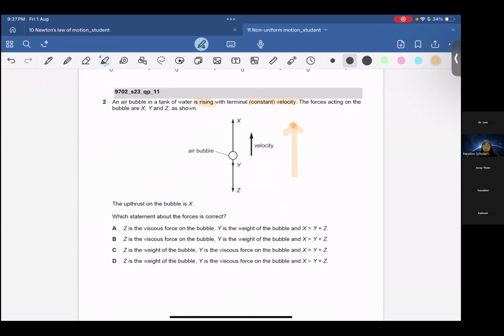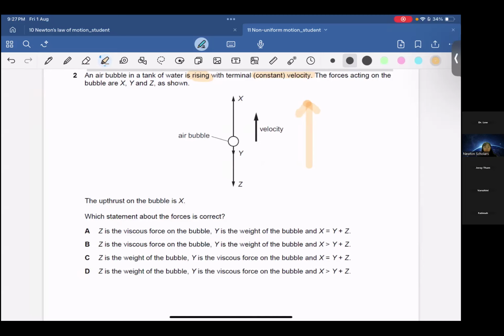So again, balanced force. So what's going on? The forces acting on the bubble are X, Y, Z. Boys and girls, try to choose the correct answer. Upthrust is the upward force, upward force X. Then what is your Z?